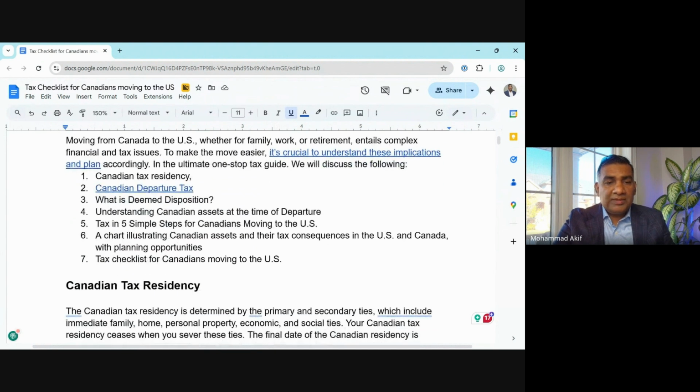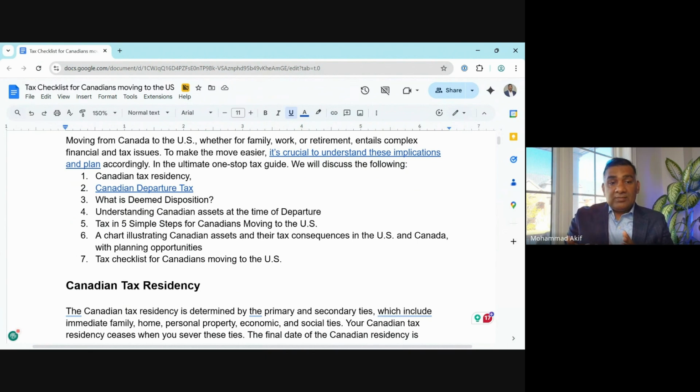So first of all, what happens when you actually move to the US from Canada? The first thing we want to look at is your Canadian tax residency. Are you still a Canadian tax resident? That's number one. Number two is how the Canadian departure tax works. If you are moving from Canada to the United States, of course, CRA will tax you on certain assets that you own in Canada. That means there will be a deemed disposition. We'll look into what deemed disposition really means.